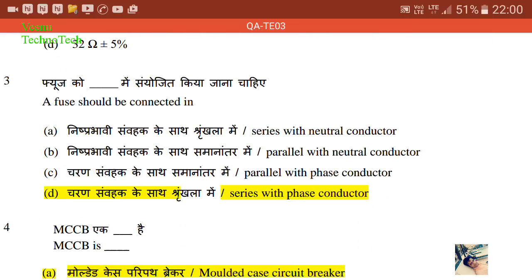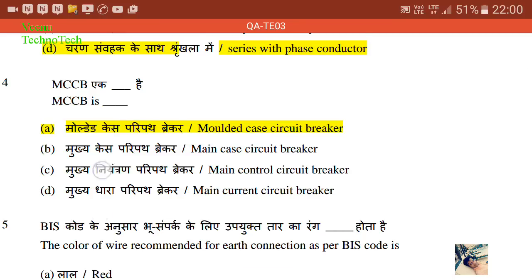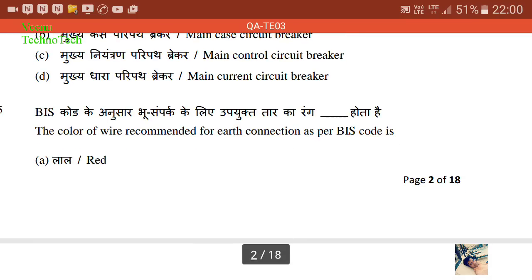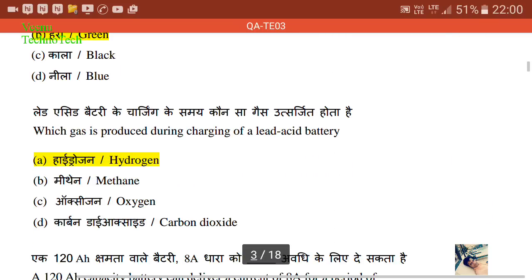A fuse should be connected in series with phase conductor. So correct answer is D. MCCB, molded case circuit breaker. So correct answer is A. BIS code. The color of wire recommended for earth connection as per BIS code is green. So correct answer is B.